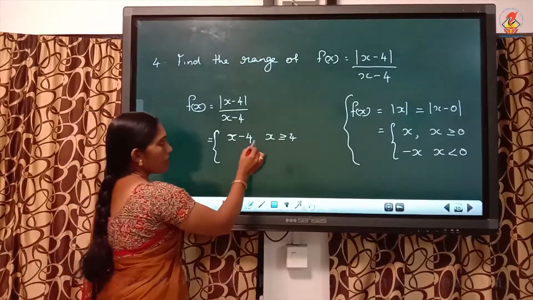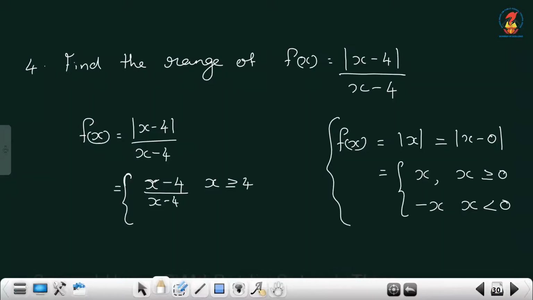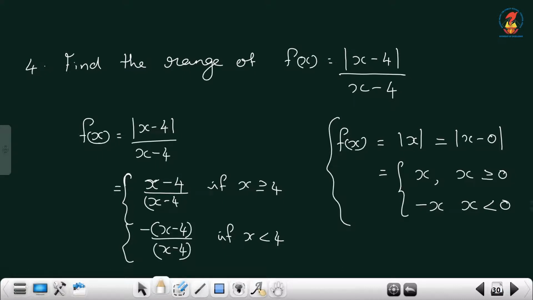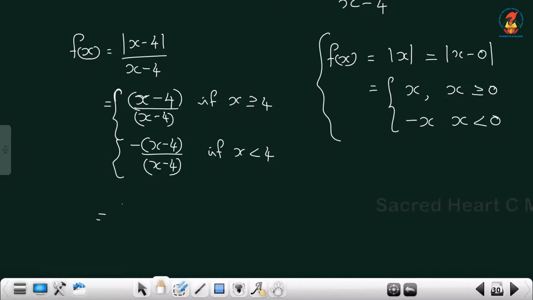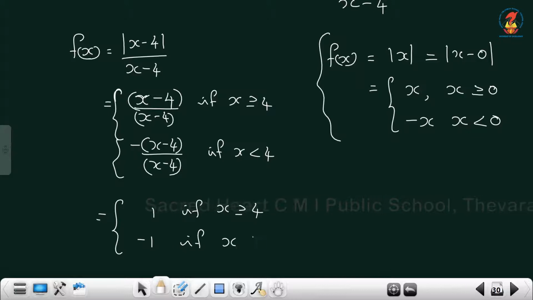It is positive x minus 4 by x minus 4 if x is greater than or equal to 4. And if x is less than 4, minus of x minus 4 by x minus 4. So we can cancel this. So what do we get? The first part becomes 1 and the second part is minus 1. This is f of x. That is the f of x values.